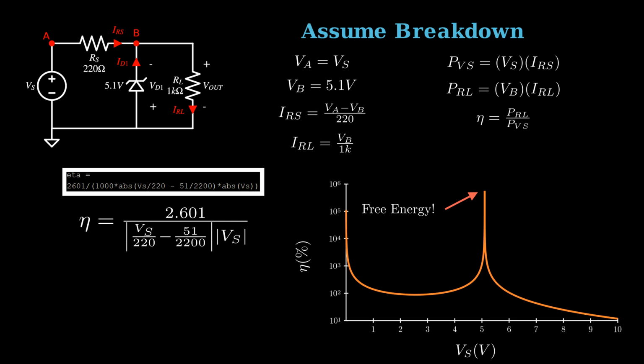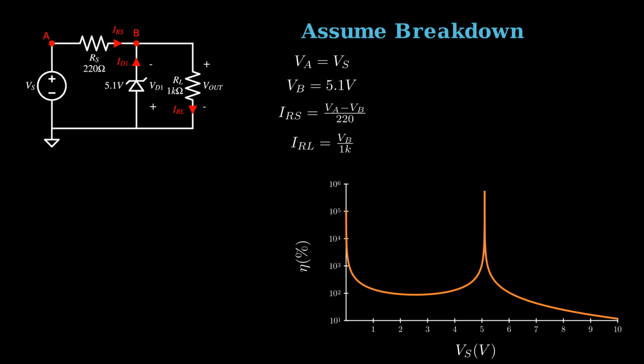If we naively interpret this plot, we may be led to believe we can achieve free energy. But we know better than that. We can't have an efficiency above 100%. So what's going on? It's important to remember that this analysis is based on an assumption, and that assumption is not true for all values of V_S. So how do we figure out in which domain this is true?